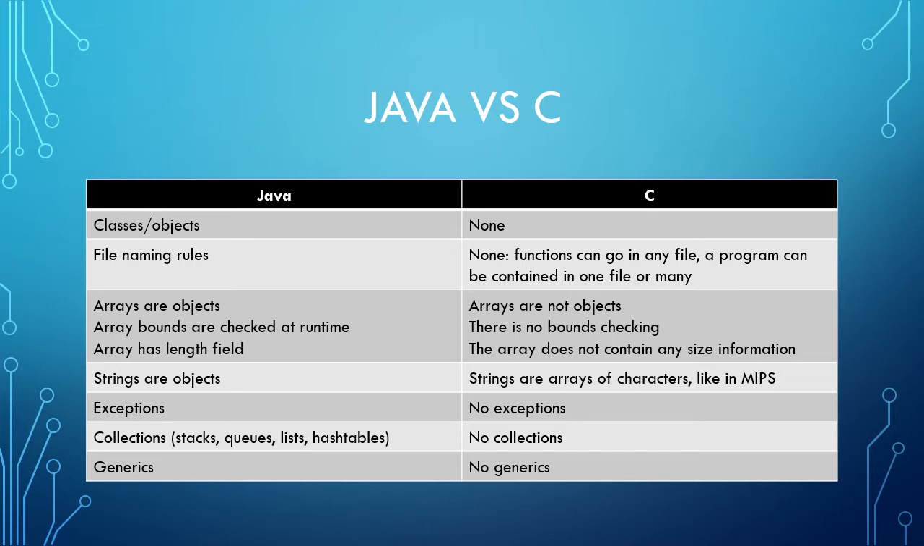Java has exceptions. C does not have exceptions. Java has a built-in set of collection classes: stacks and queues, lists, hash tables. C does not have any built-in collections. Java has generics. C has no generics.